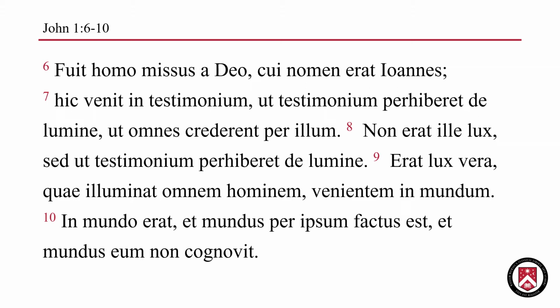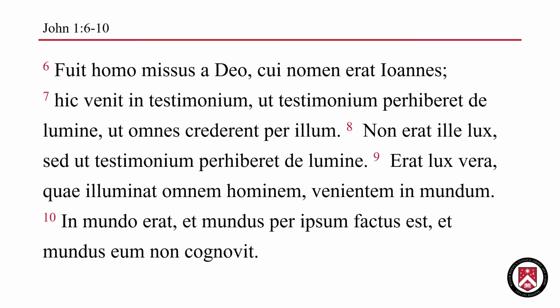Missus is a participle. It translates as sent. Think of a missionary as someone who is sent. The word missionary comes from this word missus. Fuit homo missus. There was a man sent. A is a preposition that means from. And then Deo is another form of the word Deus, which we saw in lesson 1. Fuit homo, there was a man, missus, sent, a Deo, from God.